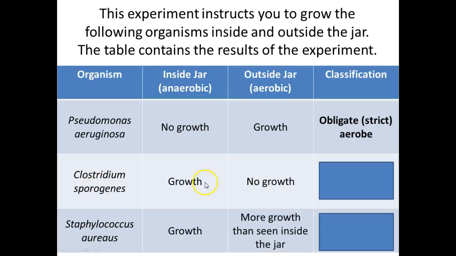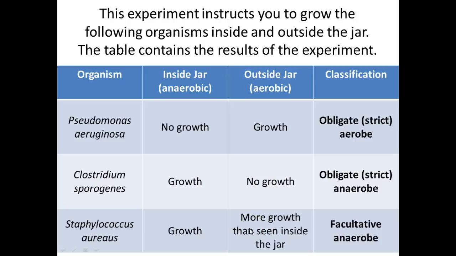Clostridium sporogenes grew inside an anaerobic jar and will not grow outside in aerobic conditions. So this is your anaerobe, your strict anaerobe. Staphylococcus aureus will grow inside the jar and outside, but you'll notice significantly more growth outside under aerobic conditions. This is a facultative anaerobe, right?